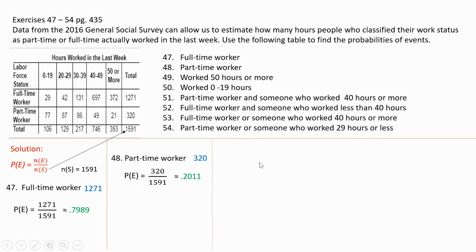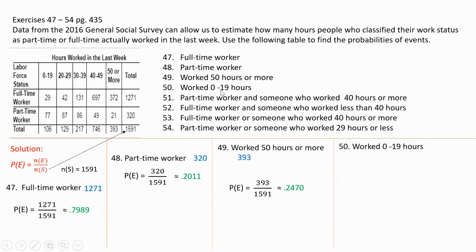Now 49, 50 hours or more. So 50 hours or more, wouldn't it be 393? Again, we follow the same procedure. Calculator, and we round to 4 places. It's going to be 0.2470. Now number 50, between 0 to 19 hours. So it's going to be 106. Again, follow the same procedure. It'll be 106 over 1,591, which approximately gives me 0.0666.